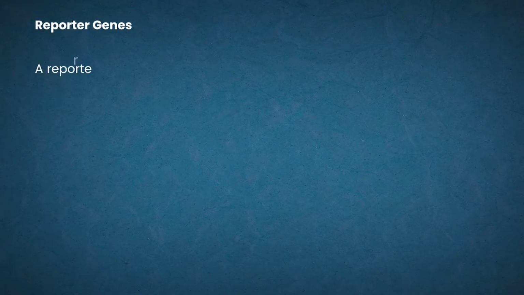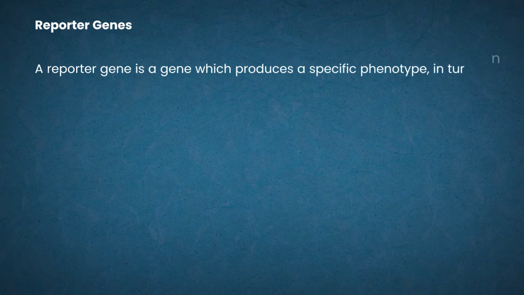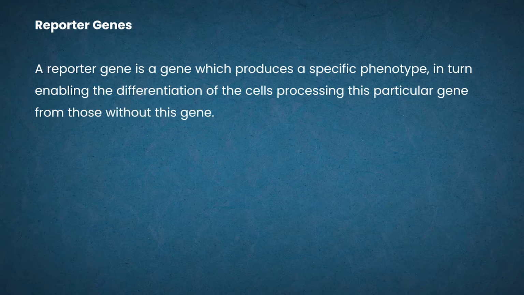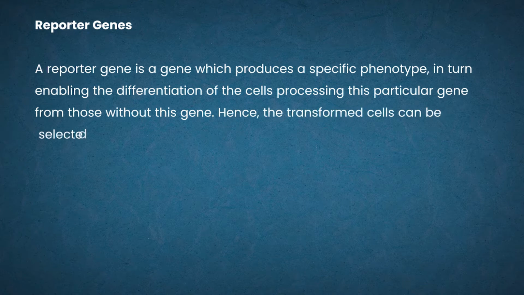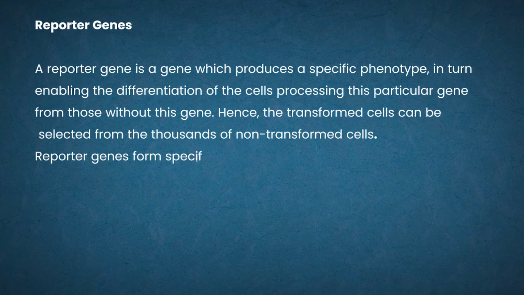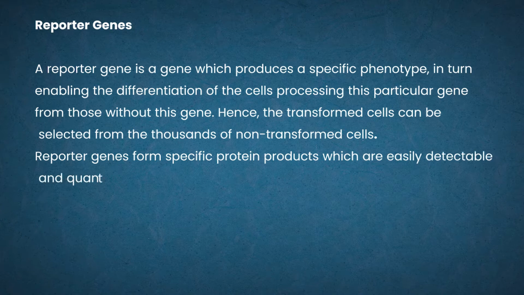So, the topic that we are going to discuss today is the reporter gene. A reporter gene is a gene which produces a specific phenotype, in turn enabling the differentiation of the cells possessing this particular gene from the cells which do not have it. Hence, the transformed cells can be selected from the thousands of non-transformed cells on the basis of this particular reporter gene. So, the reporter genes form specific protein products which are easily detectable and quantifiable.